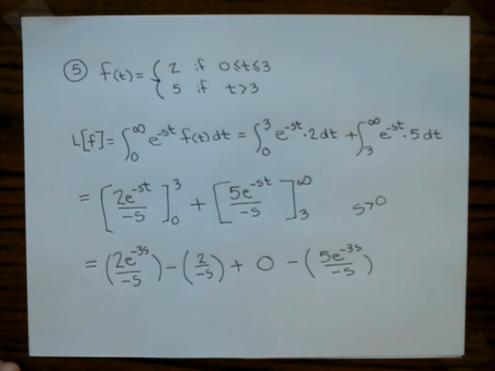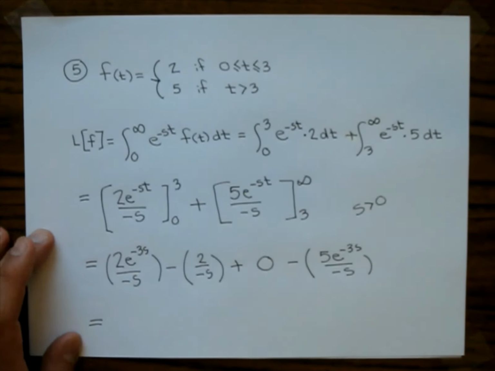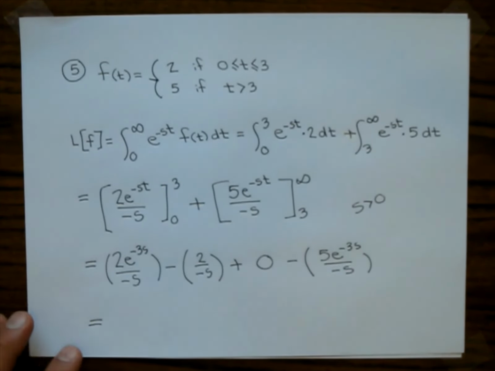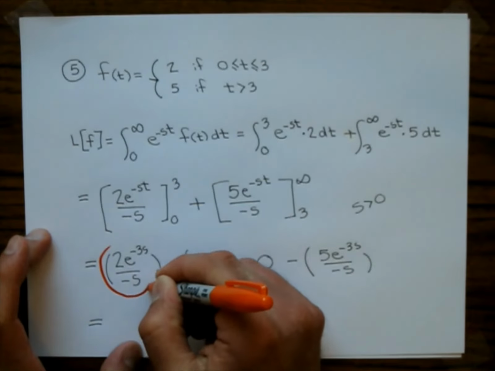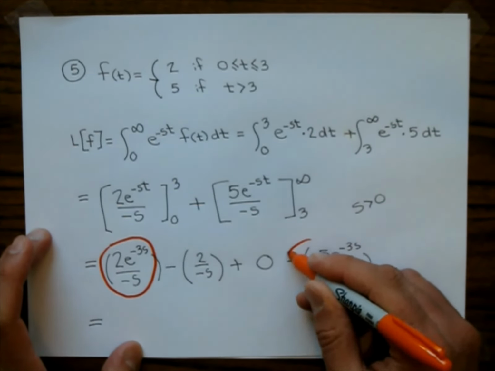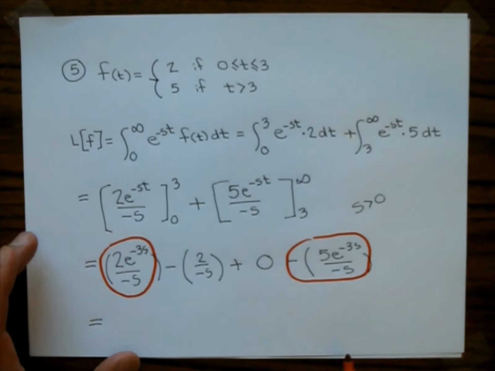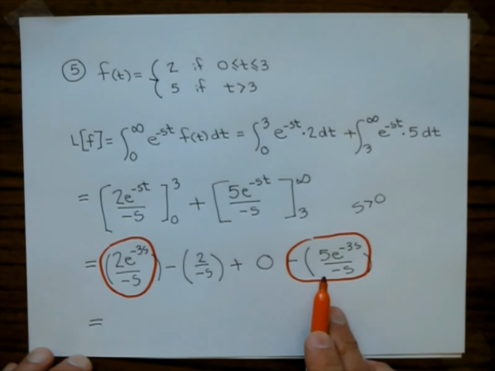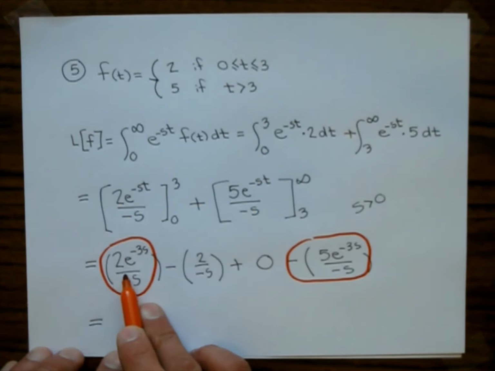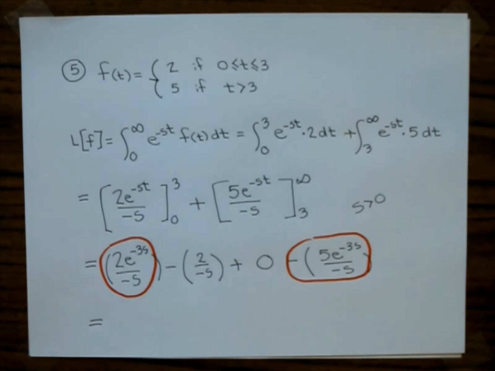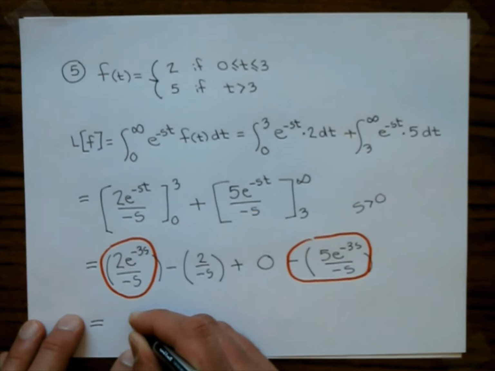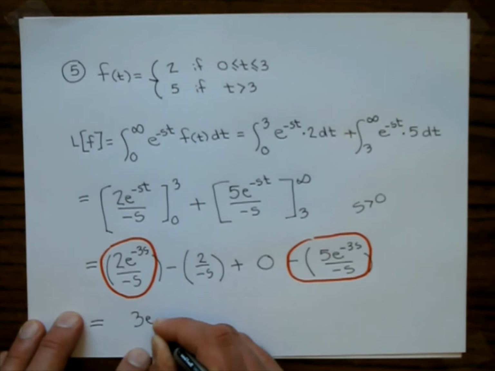Okay, now I just have to clean up this answer. Actually, these two creatures right here, and this one's actually a positive 5, they're the same creature. So I have 5 of those creatures here, and minus 2 of those creatures there. Those are like terms. So that's going to give me 3 of these creatures.